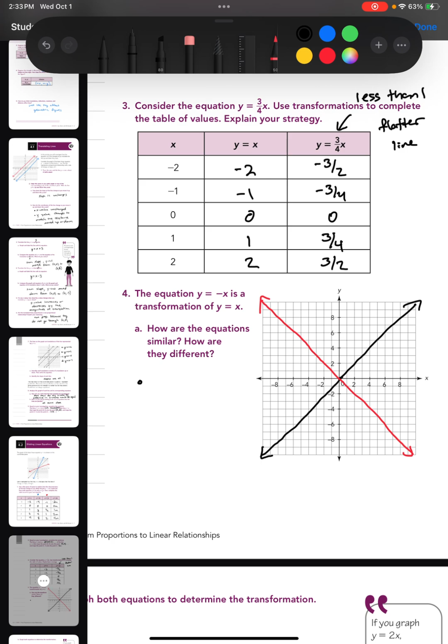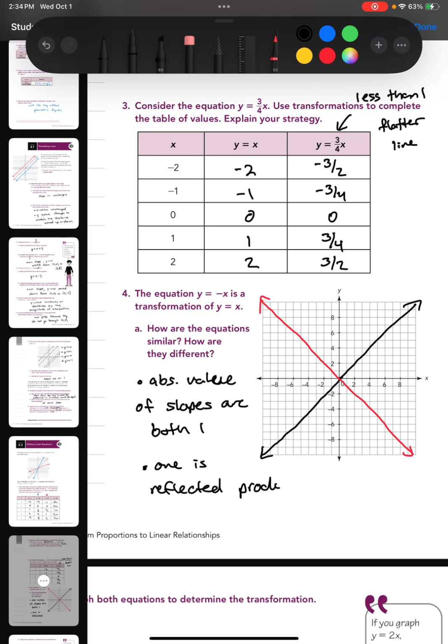You could say they're similar in that the absolute value of the slope is 1 for both, but the 1 is reflected, producing a decreasing graph. So it is going down from left to right.